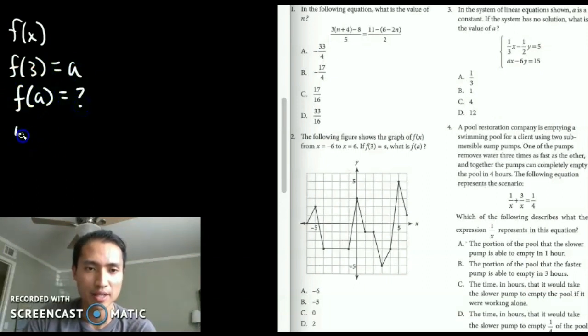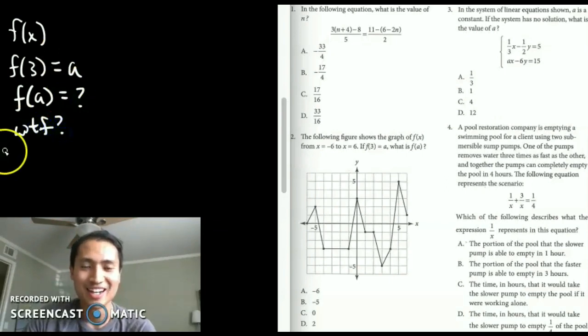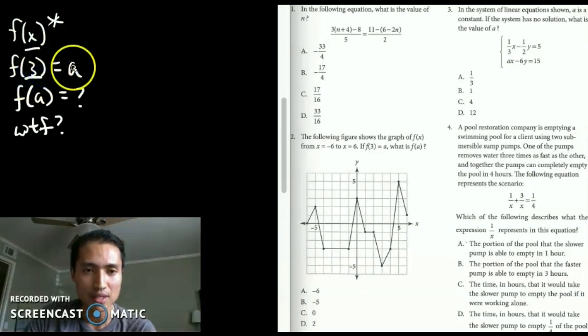And you're probably thinking, WTF, right? What the heck is going on with all these f's? But joking aside, we're actually given a pretty big hint right here. It says f of x is the function that we're given, right? And then we're told f of 3 is equal to a.